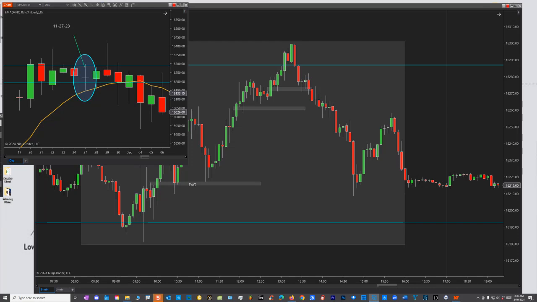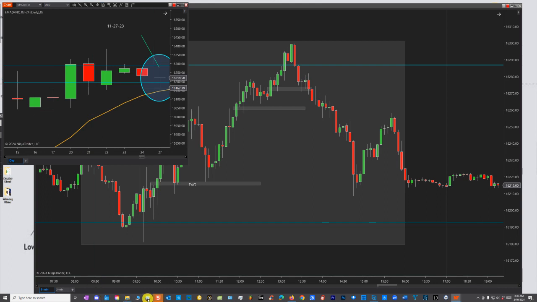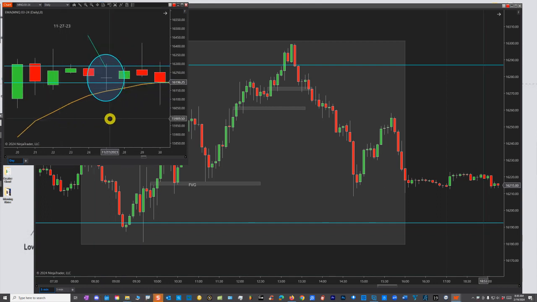All right, let's take a look at what should have been one of the most complicated and boring days to trade, the Monday after Thanksgiving here on 11/27, 2023. It's very flat. It's a doji day. It closed flat like this right here.